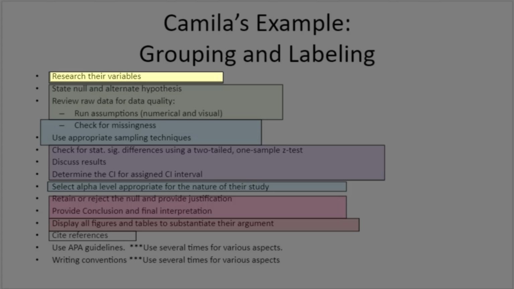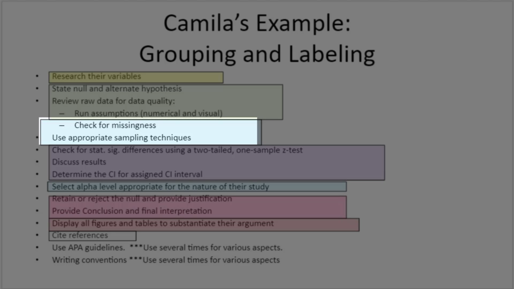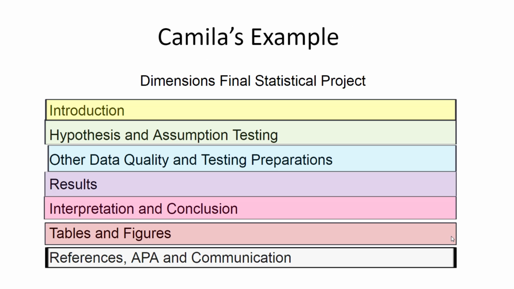And then I decided to combine writing the null and alternate hypothesis and reviewing the data for data quality, running assumptions. I grouped that together. I put all the missingness and all that kind of stuff in another section. What I tried to do is group as many of those things together so that I could narrow it down and wouldn't have 13 dimensions on my final rubric. So then these were the 7 that I finally ended up with. One for introduction, another dimension or row for hypothesis and assumption testing, etc.